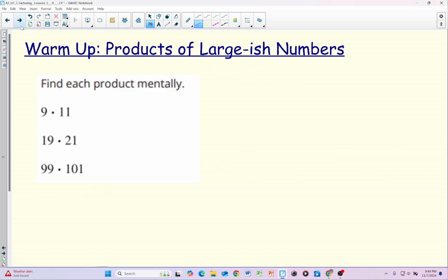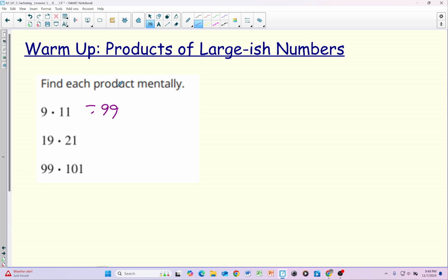Okay, so a little bit of a warm-up here, and we certainly did this in class if you remember. Find each product without using a calculator. For example, 9 times 11. What's 9 times 11? Well, let's see. 9 times 10 is 90. Add another 9. So it looks like this one is 99.